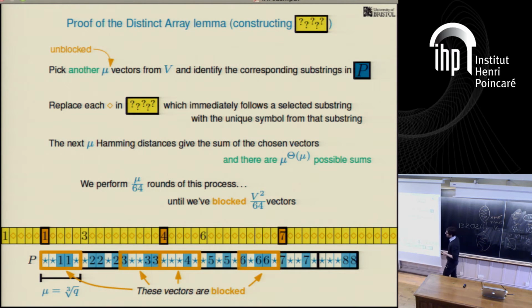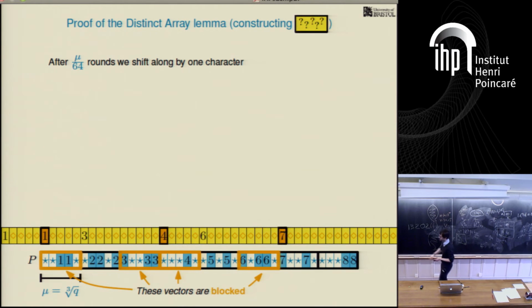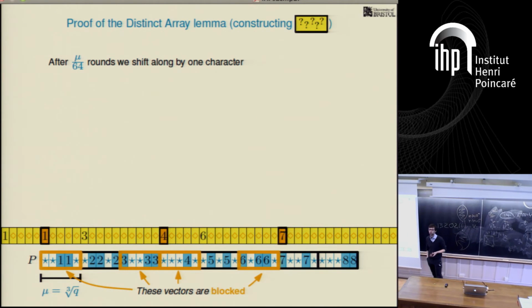OK. Yeah, if you do this many times, you've now blocked as many vectors, and we're in trouble. OK, so if you work this out, you'd realize I've only filled out like mu squared over 64 of things in here. It's nowhere near enough things. There's like mu cubed things in here. So I have to fill out more stuff.